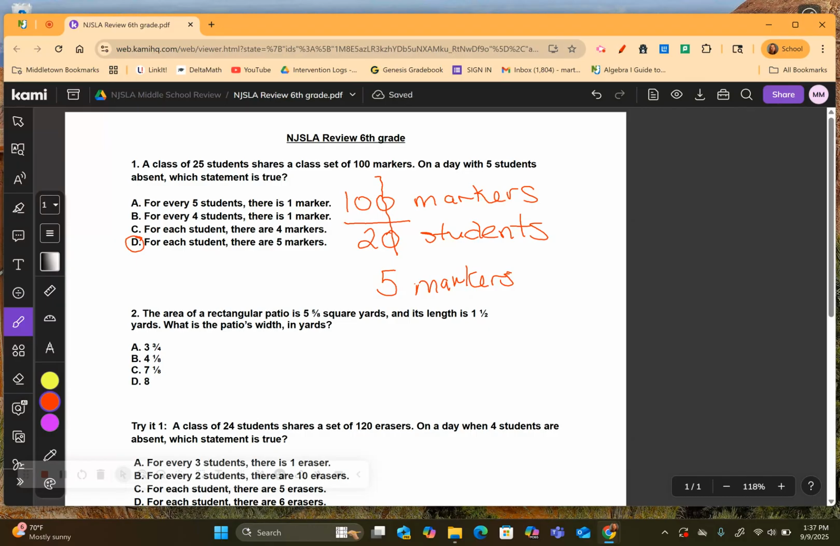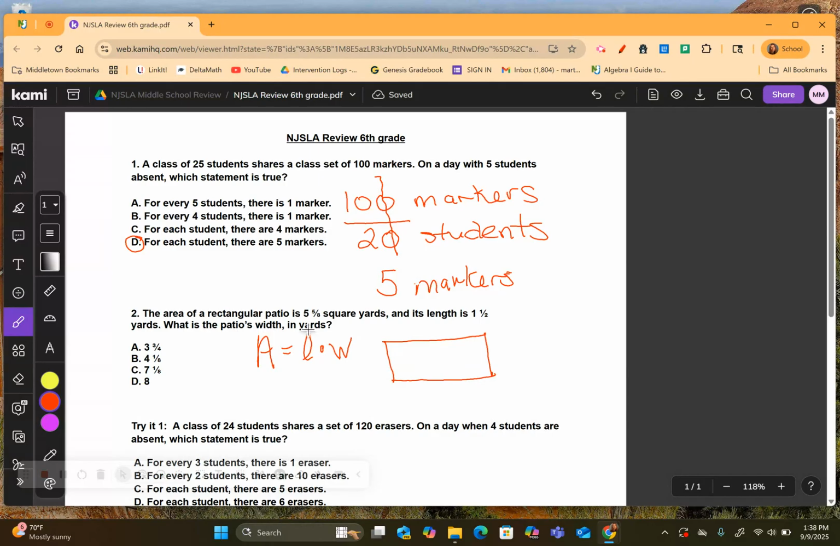Let's look at the second one. The area of a rectangular patio is 5 5/8 square yards, and its length is 1 1/2 yards. What is the patio's width in yards? A lot of these standardized tests ask for area and perimeter. So it's important that you know how to find the area of a rectangle. The formula for the area of a rectangle is what? Area is equal to length times width.